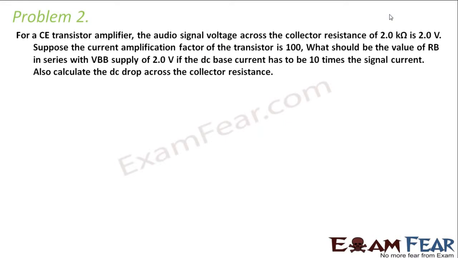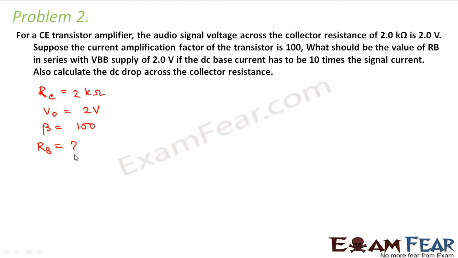Right? Okay, so let us look at the second problem. It says that for a common emitter transistor amplifier, the audio signal voltage applied across the collector resistance of 2 kilo ohms is 2 volts. So again here also it is given that the collector resistance RC is equal to 2 kilo ohms and the voltage across RC, that is V output, is 2 volts. Suppose the current amplification factor beta is 100. What should be the value of RB in series with a VBB power supply of 2 volts?